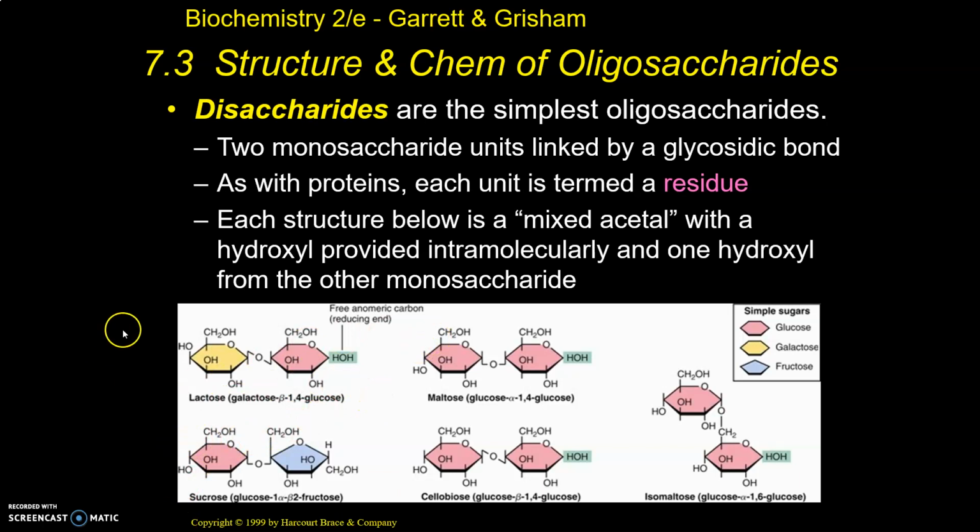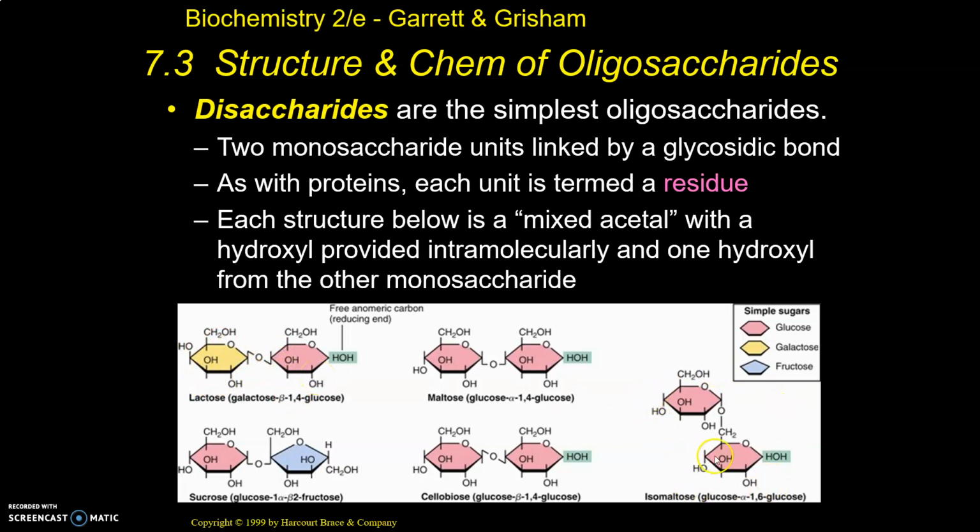Now I'm trying to get my mouse back. All right, so as with proteins, we're going to refer to each one of these as a residue, okay? So lactose is one galactose sugar linked up with one glucose sugar. And notice the 1,4. The 1,4 means carbon 1 is linked up with carbon 4 in the other structure, and you're always going to get a planar type look whenever this happens.